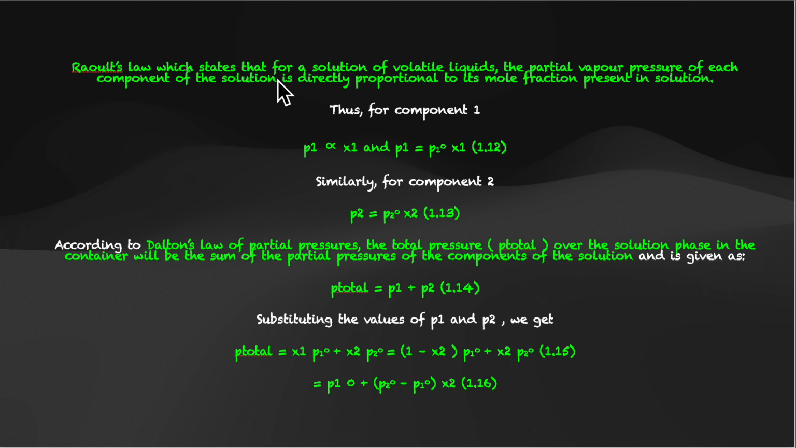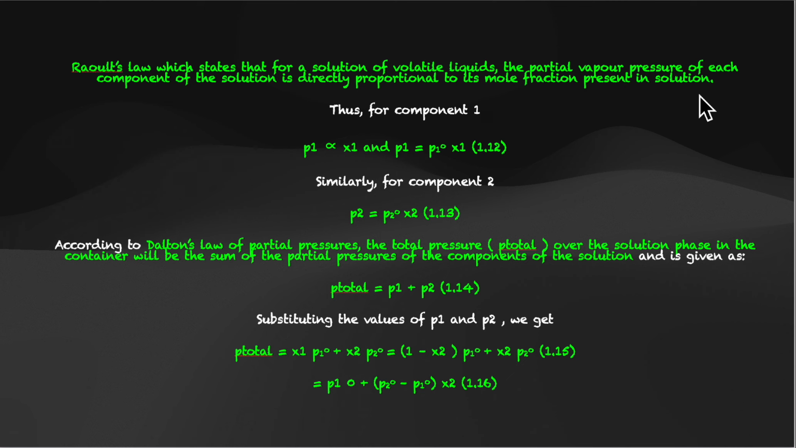Then Raoult's law, this is again an important point here, right? Raoult's law states that for a solution of volatile liquids, the partial vapor pressure of each component of the solution is directly proportional to its mole fraction present in solution. So Raoult's law is basically an extension of Henry's law. In Henry's law, we talked about the partial vapor pressure of the component being directly proportional to the mole fraction. Now they are talking about partial vapor pressures of volatile liquids. Remember, it is very important: for a solution of volatile liquids, the partial vapor pressure of each component of the solution is directly proportional to its mole fraction present in solution.